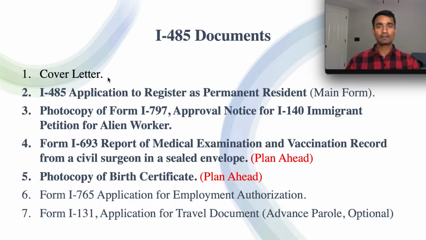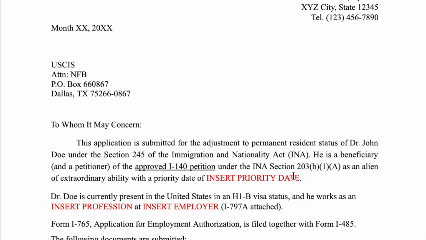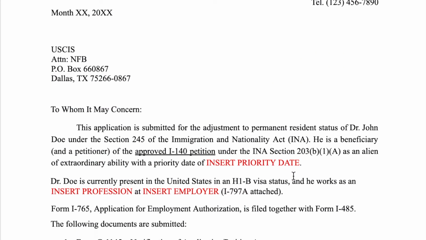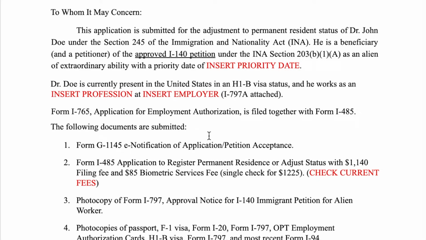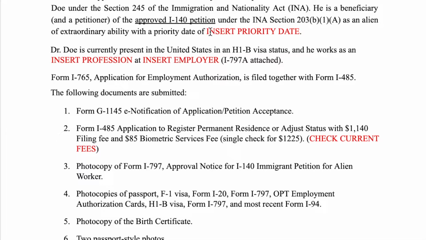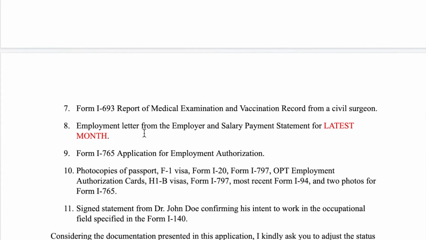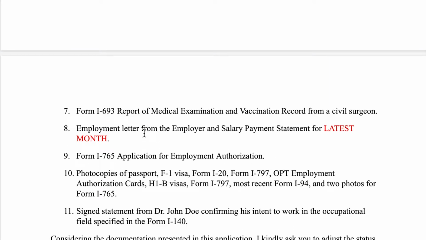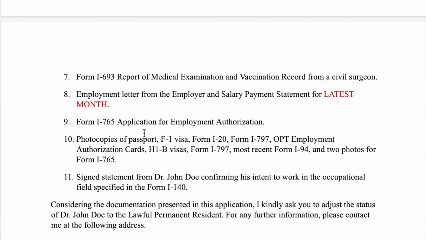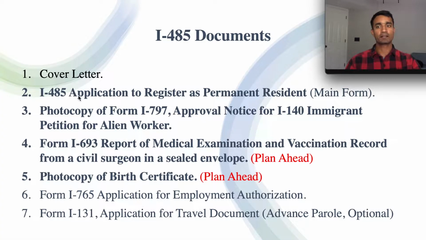The documents that you need are a cover letter. So this is my cover letter. As you can see, this is a very simple document. Here, essentially, I have told them in the beginning that I'm submitting an application for change of status. I provided my priority date on which my I-140 was approved, and then listed all the documents that I'm submitting along with this application. It just helps to organize the application properly. So I would suggest writing a cover letter. I have provided a template of the cover letter.